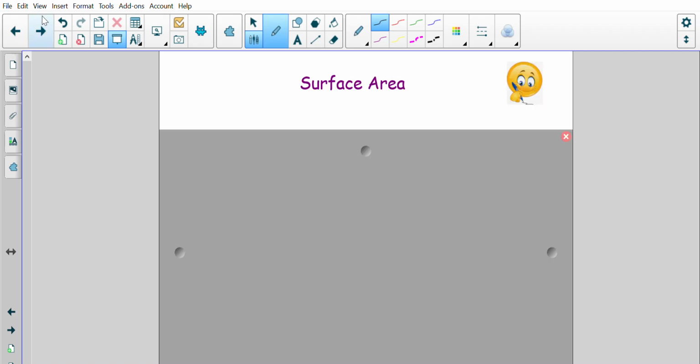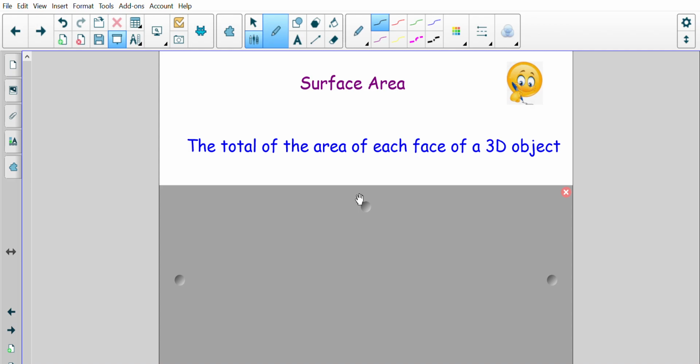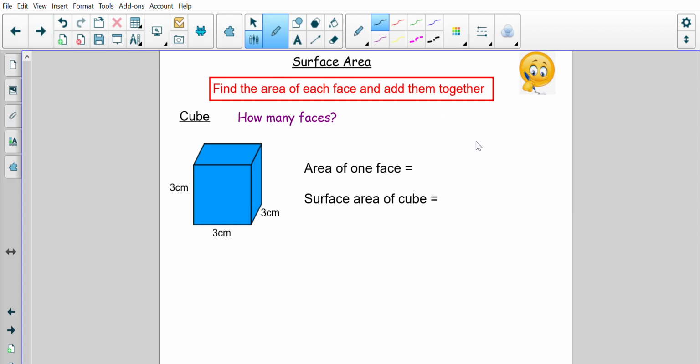So first of all, what do we mean by surface area? Can you please write this definition of surface area in your exercise books? The surface area is the total area of each face of a 3D object. So how do we find the surface area? Well, we find the area of each face and add them together. So again, if you've printed the note sheet, you'll find this on your note sheet. If you haven't, can you write what's in the red box into your exercise books, please?